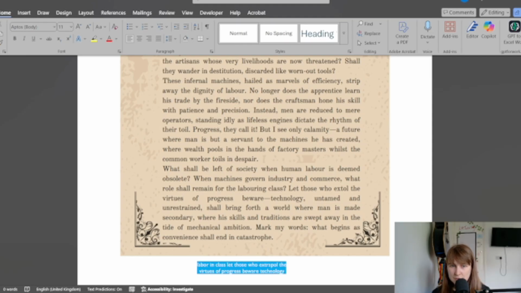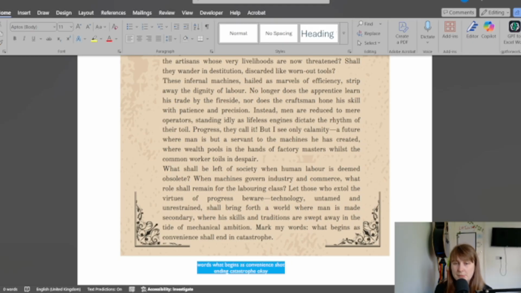Technology, untamed and unrestrained, shall bring forth a world where man is made secondary, where his skills and traditions are swept away in the tide of mechanical ambition. Mark my words, what begins as convenience shall end in catastrophe.